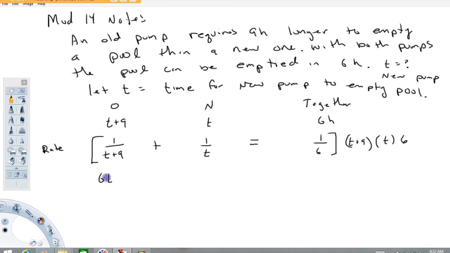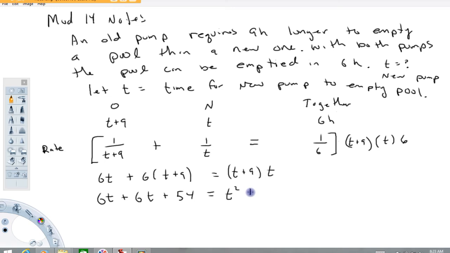So I'm going to write 6t plus. And again, remember, when we do this product, the t is going to cancel. So we're going to be left with 6 times t plus 9. And when we do this product, the 6's will cancel. So equals t plus 9 times t. So what we have now is an equation that we need to solve for t. So let's see, 6t plus, this product is going to be 6t plus 54 by the time we distribute that, equals, over on the right, t squared plus 9t.